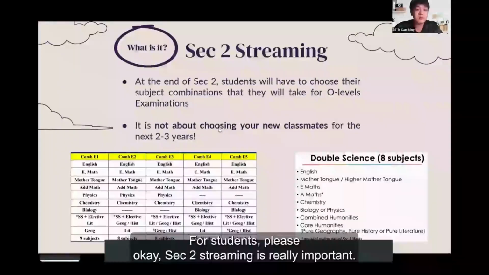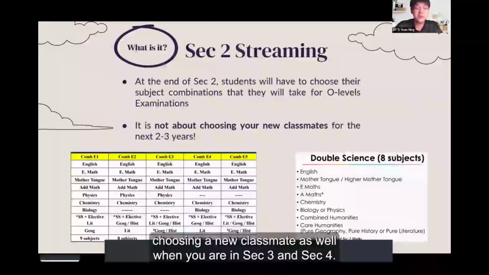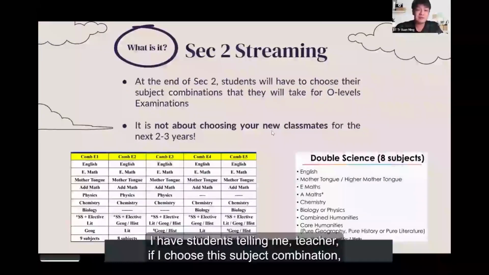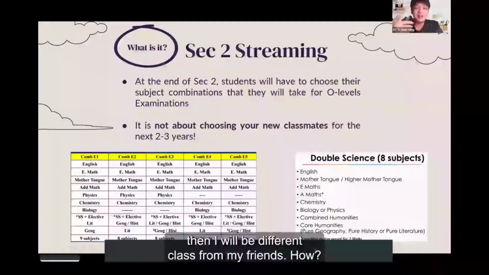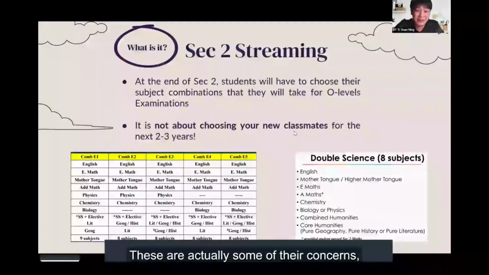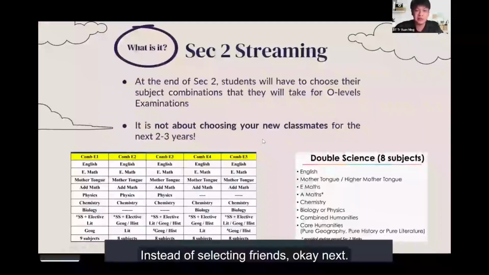For students, please, Sec 2 streaming is really important. It is really not about choosing your new classmates for your Sec 3 and Sec 4. I have students telling me, hey teacher, if I choose this subject combination, then I will be in a different class from my friends. These are actually some of their concerns, but please choose based on your interests instead of selecting your friends.